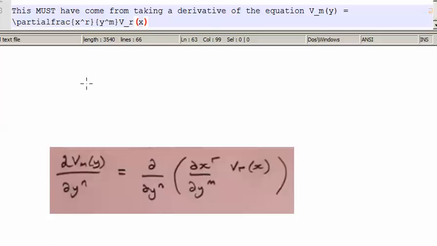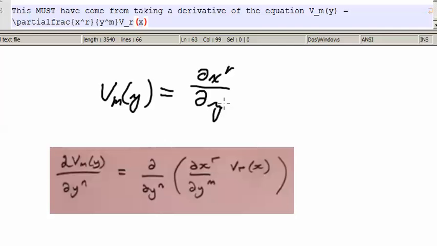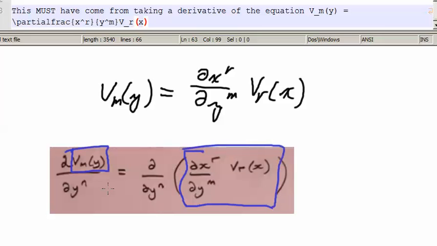This must have come from taking a derivative of the equation v sub m of y equals partial x r over partial y m v sub r of x. So that's this part and this part, and taking partial y n of both of those.